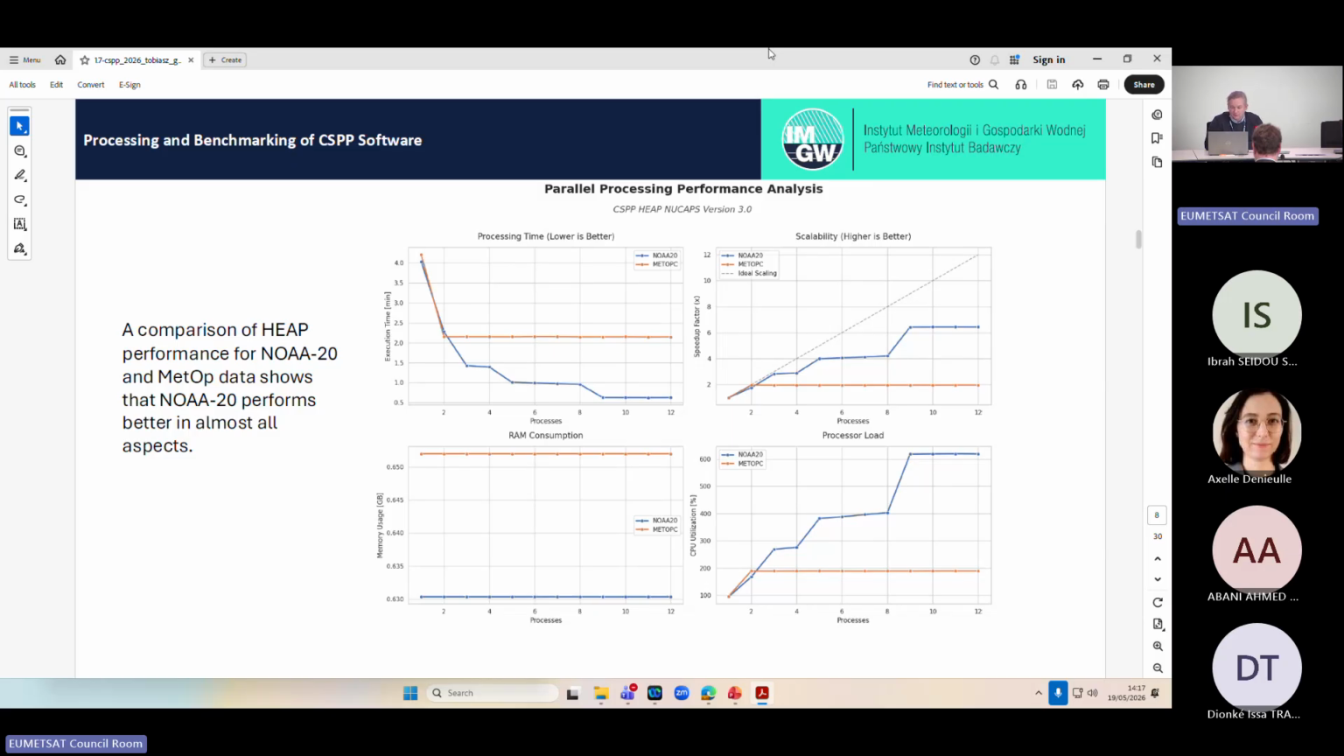For example, for a number of processors of 8, we have a plateau for METOP-C, and for NOAA-20, if the number of processors is around 10, we have 600% CPU utilization. So for METOP-C, we have no speedup factor for a higher number of processors.